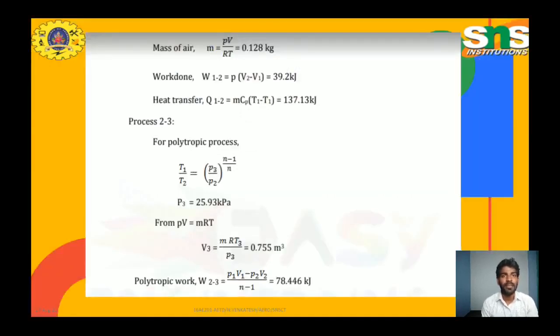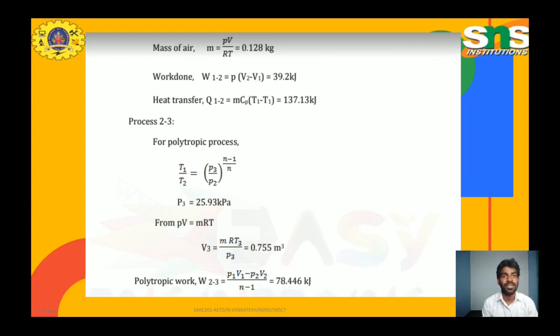The next one is to find the mass of the air, to solve for work done and heat transfer. We know the gas equation PV is equal to mRT, and in that equation we need to find the mass m. So we rearrange the equation: m is equal to PV by RT. We substitute the pressure 1 and volume 1 values, and R is 0.278 kJ per kg K, a gas constant value, and the temperature T1 value. Calculating, we finally get the mass 0.128 kg.